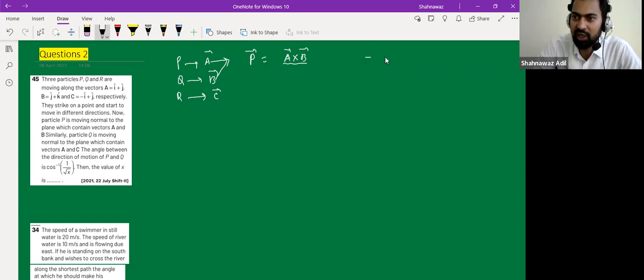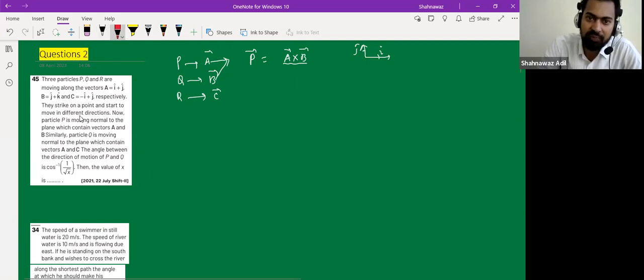So let's just remember again. This is I and this is J. P is moving normal. So this is normal. P is normal to A and B, right? So the P vector is normal to A and B. That's why we took the cross product of A and B. Understood? Yes, sir.